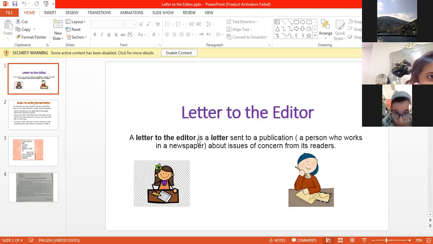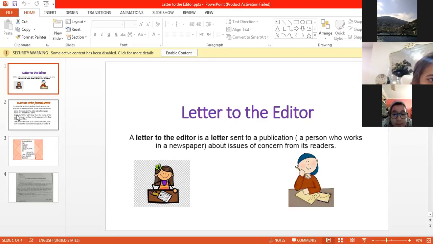A letter to the editor is a letter sent to a publication, to a person who works in a newspaper, about issues of concern from its readers. Issues of concern are like if you have a problem that is making you worry and you want to solve this problem.